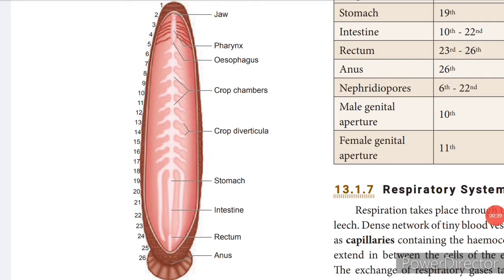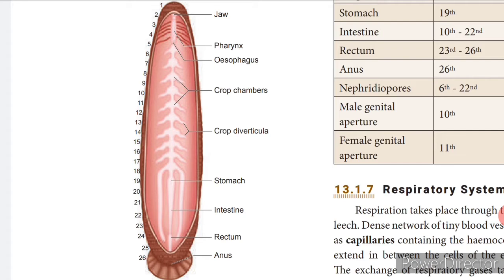Next comes the digestive system of the leech. This digestive system consists of the alimentary canal and the digestive glands. First we'll see what the alimentary canal is. Here the alimentary canal runs from the mouth to the anus. Right, this mouth is a triradiate aperture. Now you can see the shape, it is triangular, right?